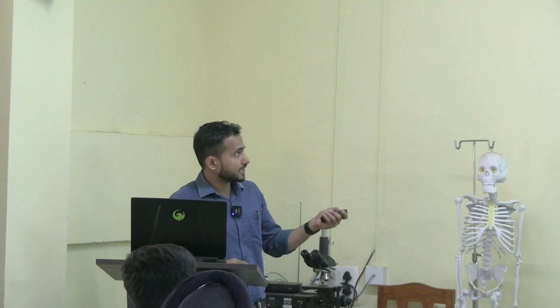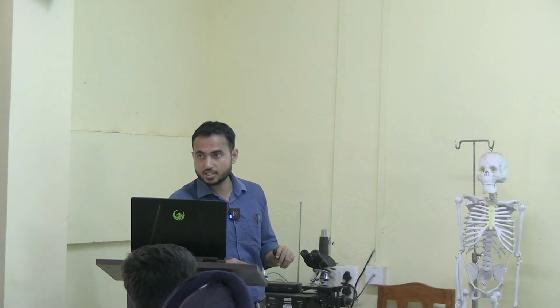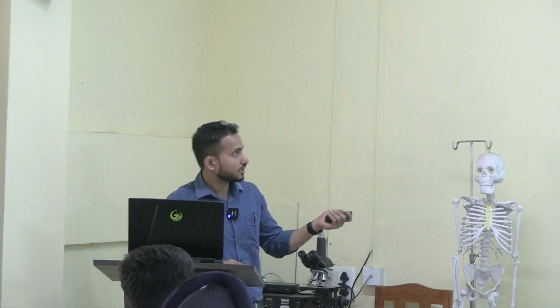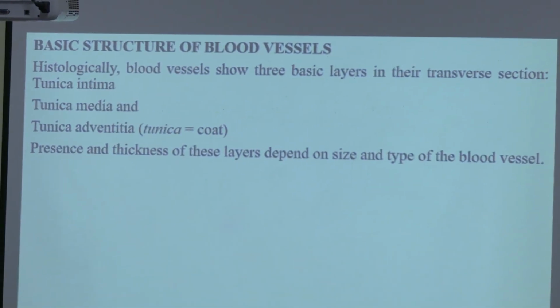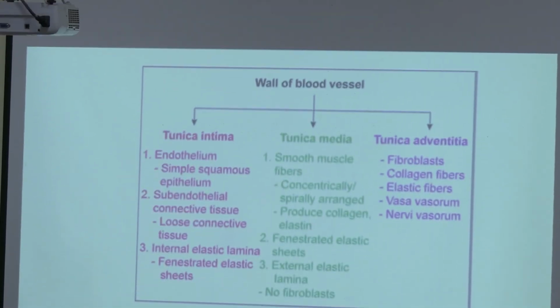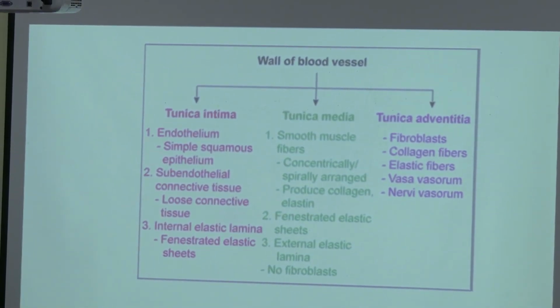So what are these 3 basic layers? First of all, tunica intima is there, tunica media and tunica adventitia. These are the 3 basic layers. Now the meaning of tunica is coat. Now these 3 layers, whatever I have mentioned just now, what is present in those three layers? So first you can see, tunica intima is the innermost layer, this is the middle layer, and this is the outermost layer. Okay.